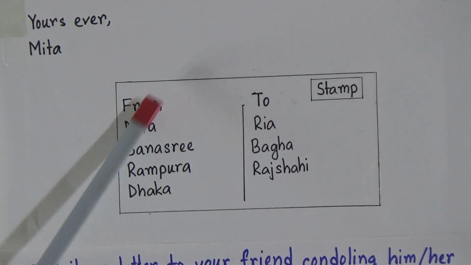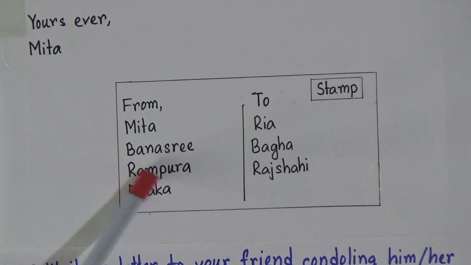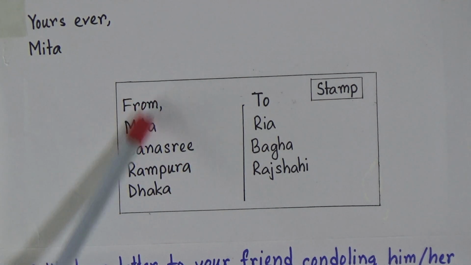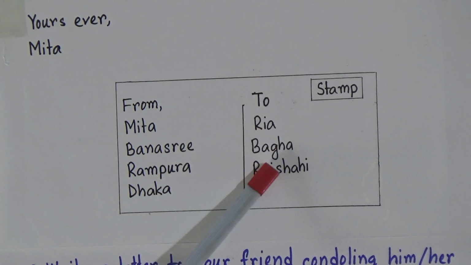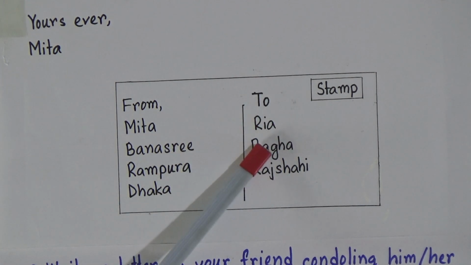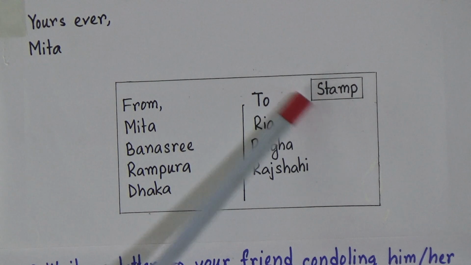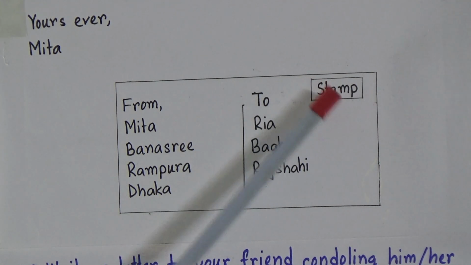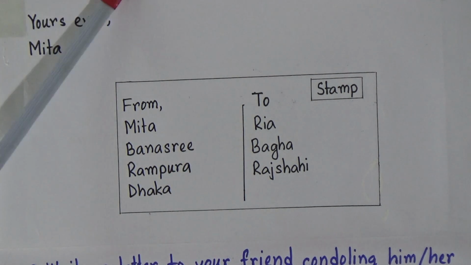So we will write our address on the left side of the envelope, and we will write the address of Ria, that means the person to whom we are sending the letter, on the right side of the envelope, and there will be a stamp, and you will draw this envelope with pencil. So this is the sample of a letter.